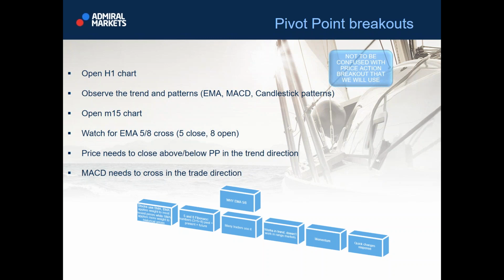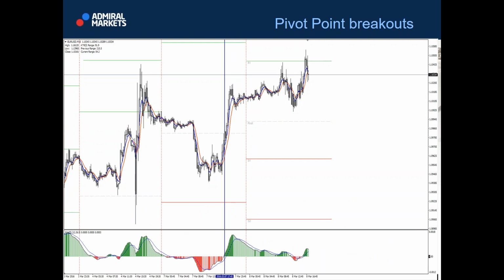Okay, so MACD needs to cross in the trade direction. And this is how it looks. So you see, even this system gives us cues that euro dollar will actually go above R1 and proceed towards the next resistance.